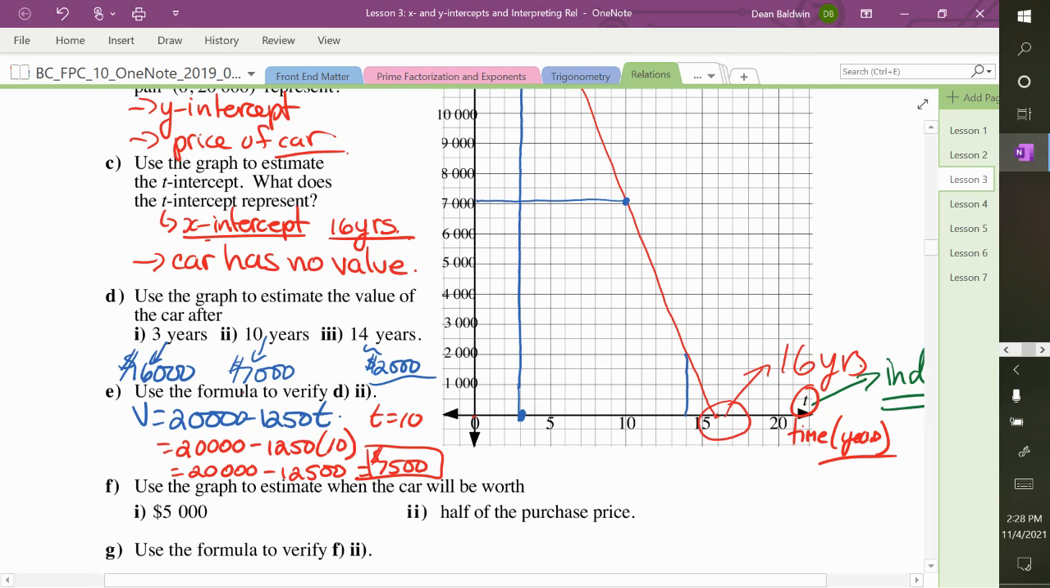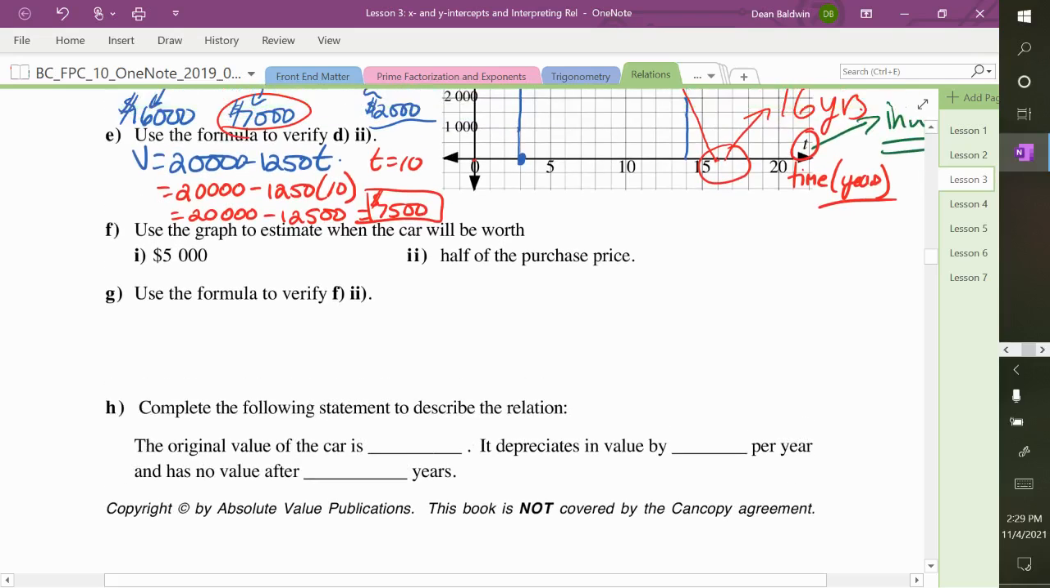And you can see my graph is horrendous because I got about $7,000. But the actual answer is $7,500. So if you need the actual value, you use the formula, if you have a formula. But later on in these units, not this unit, we'll learn how to determine the equation of that graph. If I just give you a graph, you'll learn how to figure out the equation of it.